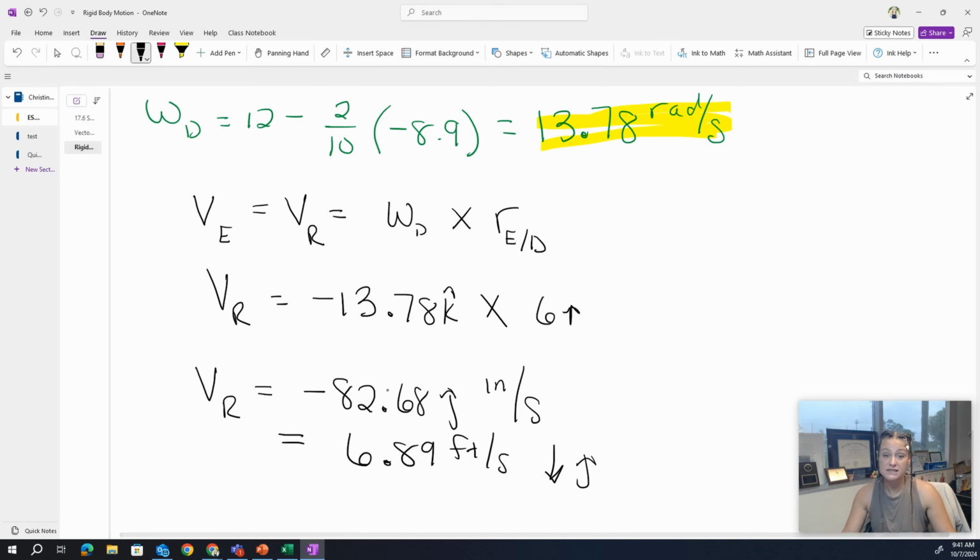Okay, so that was an example of rigid body motions. It had a pure translation, it had pure rotation, and it had planar motion. So I hope that helps clear up why we use relative motion and how to use it.